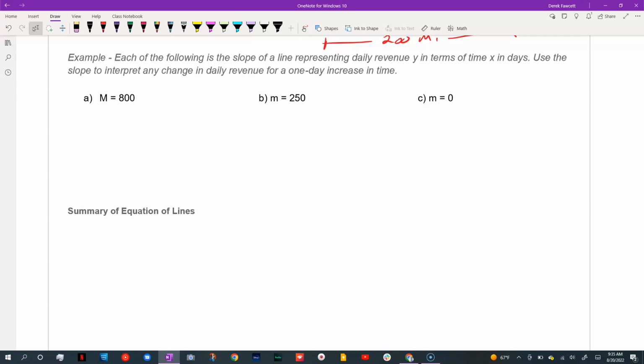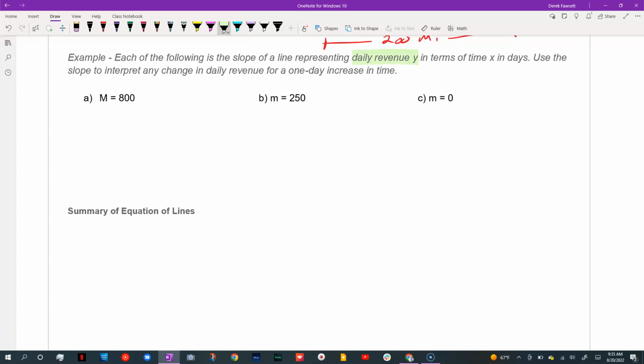Now let's take a look at this one. Here's an example of using rates of change and what that means. It seems like a simple idea, and it really is, but the way that things are used conceptually can be confusing at times. So for example, each of the following is the slope of a line representing daily revenue in Y. So I'm going to highlight that.